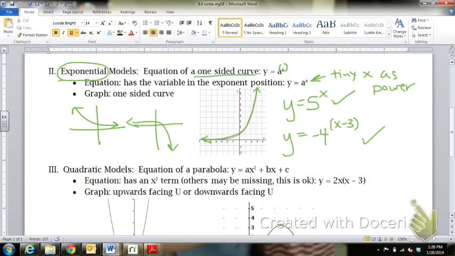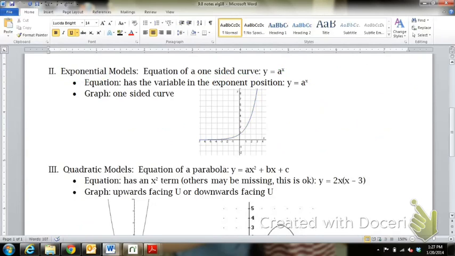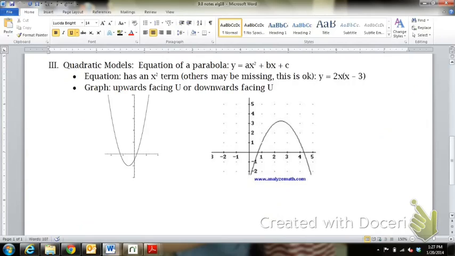And the last type is quadratic, which is what we've been talking about in the rest of this chapter. But here's where their graphs are just different from the other ones. A quadratic model is a parabola. A parabola is just a U shape. It can be an upward facing U or it can be a downward facing U. It doesn't really matter.